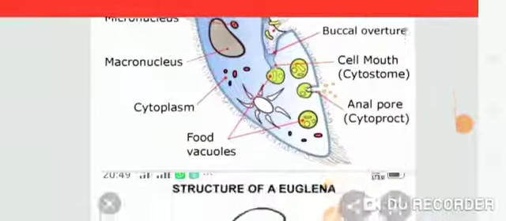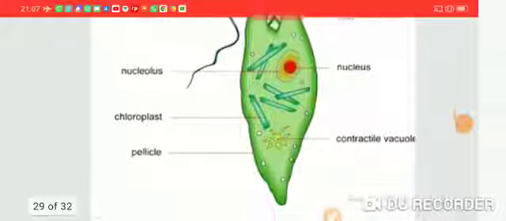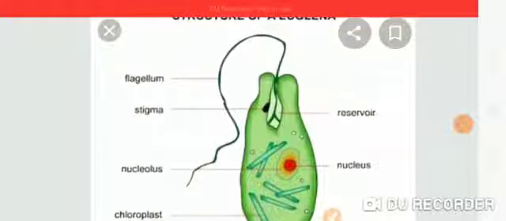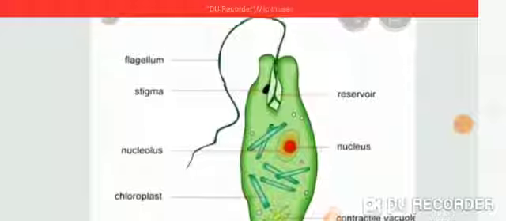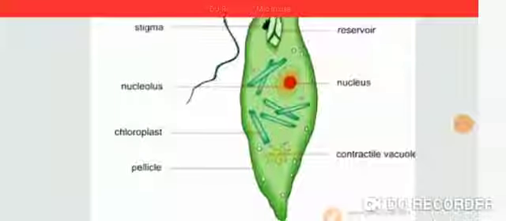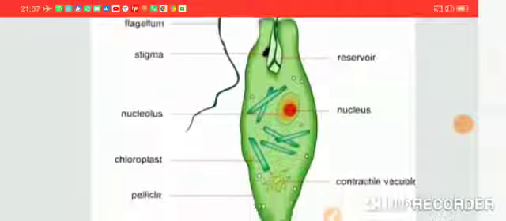The next organism that we will study here is the structure of Euglena. As you can see, this is the picture of Euglena, and Euglena's shape is a spindle shape, and this is a green colored unicellular aquatic animal. Clear? Which type of color is Euglena? Green color.